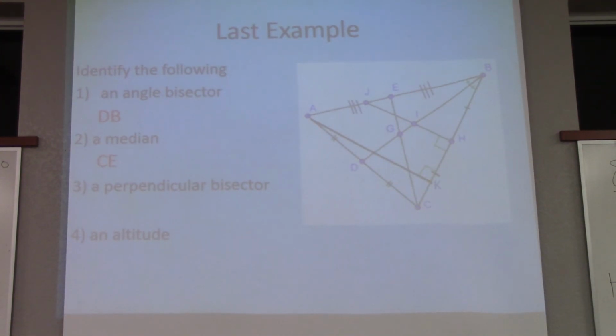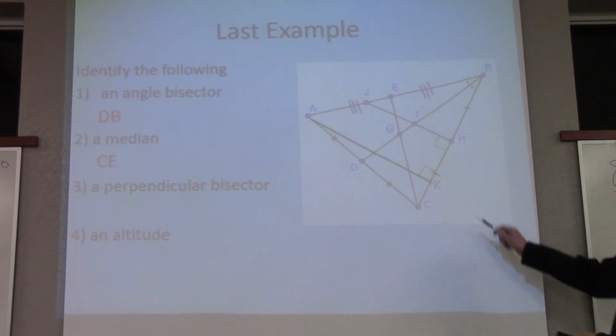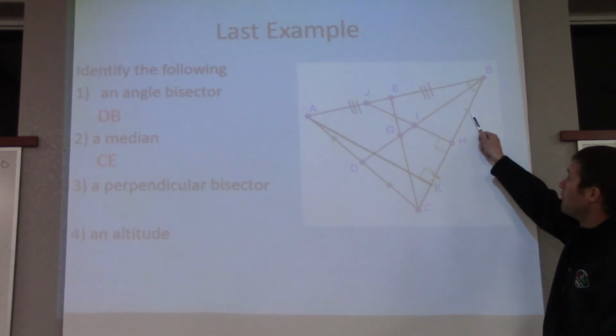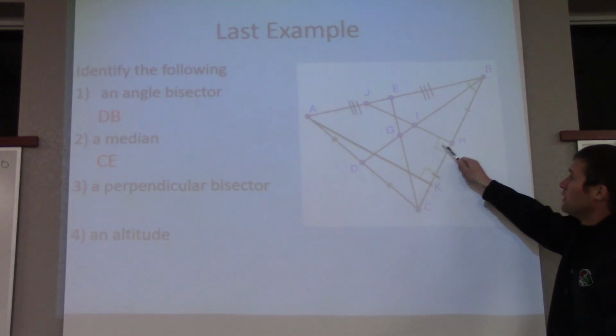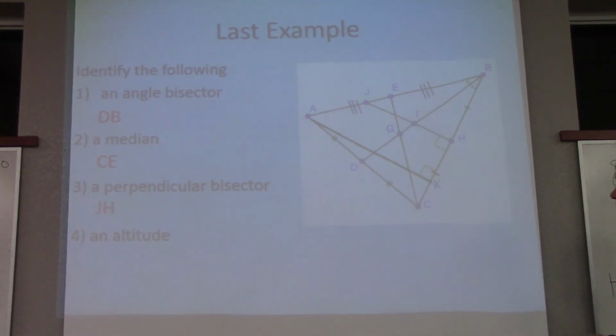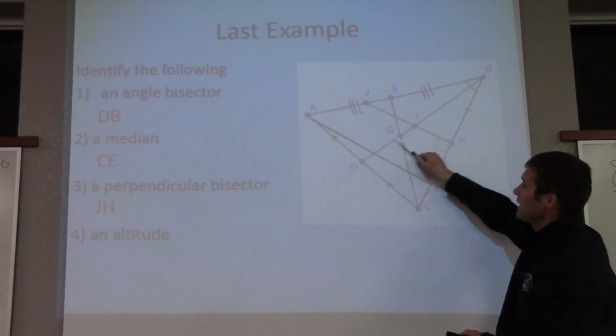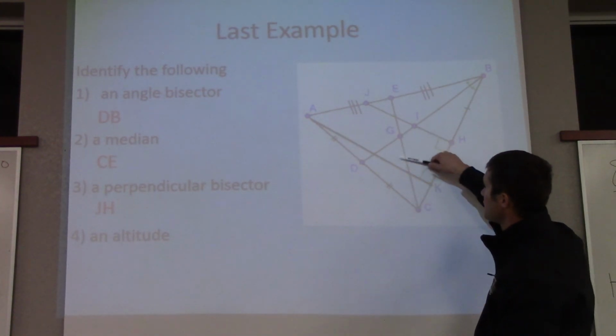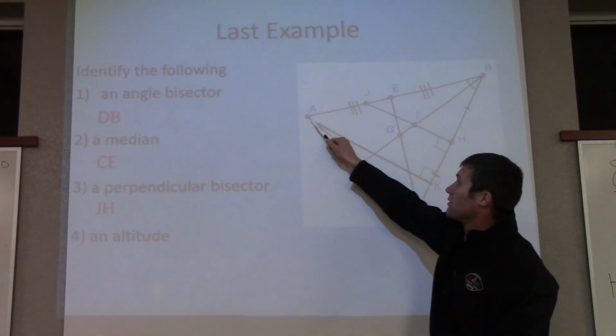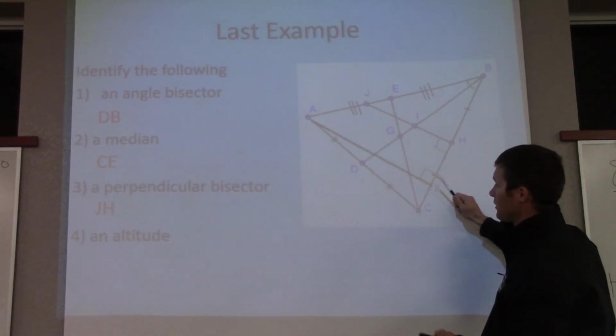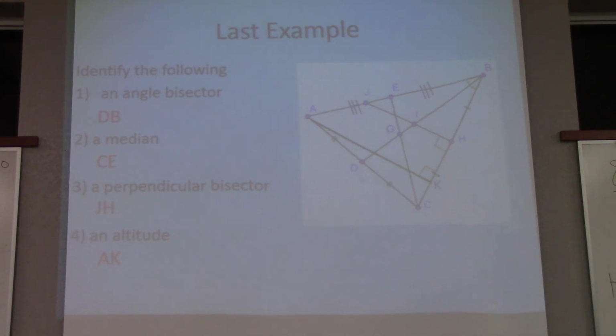The perpendicular bisector meets at a right angle and bisects the side. So you have a right angle, bisects the side, so we'd say J to H is that. And then lastly, an altitude comes from the vertex and meets at a right angle. So from the vertex, no right angle. From the vertex, no right angle. From the vertex has a right angle, so we call it AK. So that's our lesson for today.